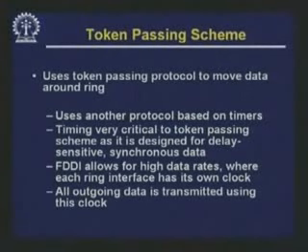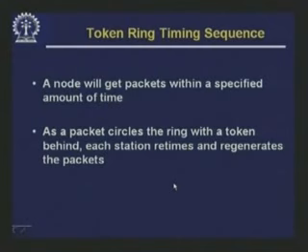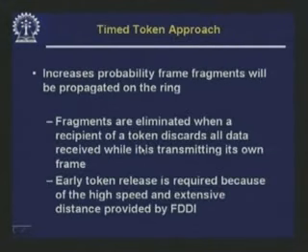So, FDDI allows for high data rates where each ring interface has its own clock. All outgoing data is transmitted using this clock. A node will get packets within a specified amount of time. So, now we are discussing the timing part of it. As a packet circles the ring with a token behind, each station retimes and regenerates the packet. So, this increases the probability that frame fragments will be propagated on the ring, we need not bother about this.